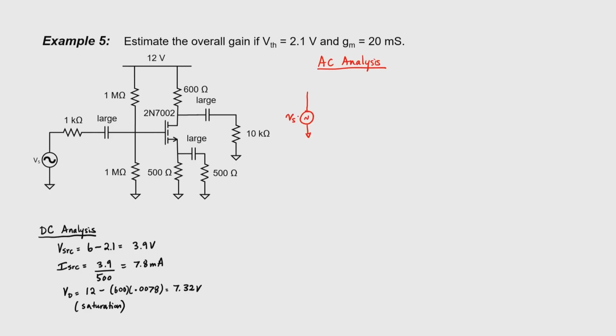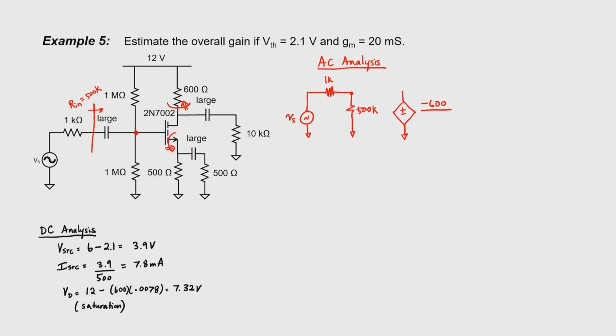We have a signal over here. We then have a signal impedance of 1 kilo ohm, a large capacitor, and an input impedance of 500 kilo ohms, 1 meg in parallel with 1 meg. That brings us to our gate voltage. This is a common source amplifier, so I can remember that the gain is given by this resistance divided by all the resistances looking out from the source.